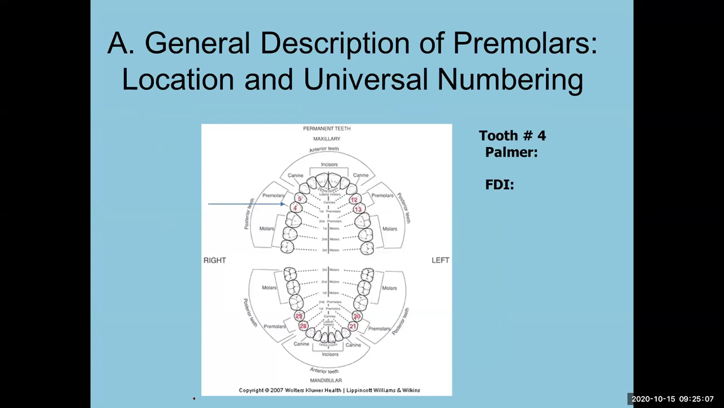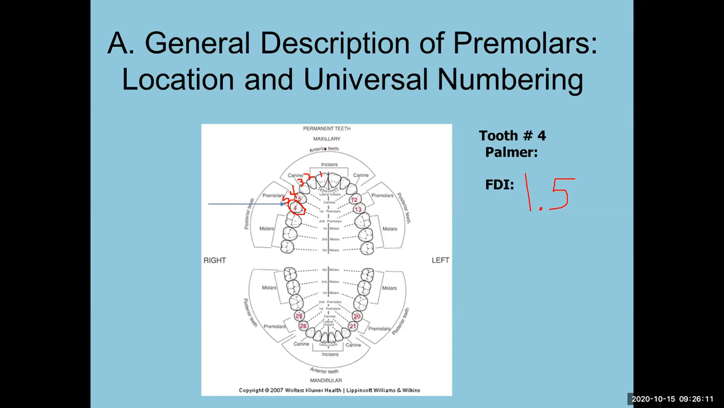Your tooth numbers, universal or continuous, are 4, 5, 12, 13, 20, 21, 28, 29. So let's take tooth number 4. What quadrant is that? That's quadrant number 1. What tooth in the quadrant is that? This is 4 and this is 5. If one is the central, 1, 2, 3, 4, 5, so it is the fifth. So it's 1.5. Does that make sense?